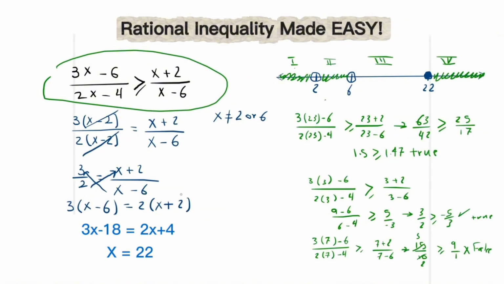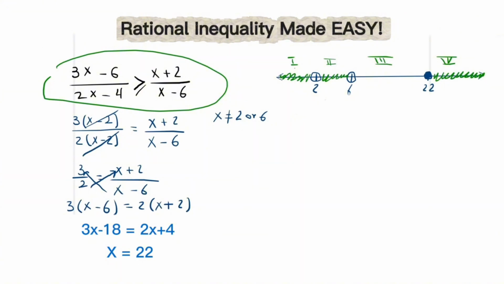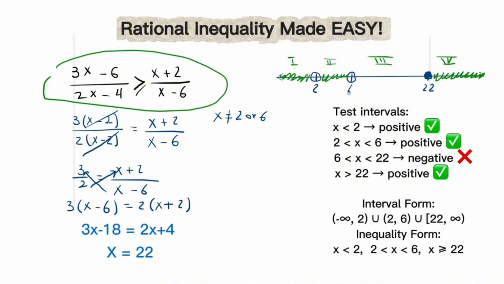And now, from looking at this, you could write your final solution. So we'll just erase all of this and write our final solution. Now, if you look at this, basically, that's what we get. So our testing intervals, when x is less than 2, we have a positive. When x is between 2 and 6, we have a positive. When x is between 6 and 22, it's negative, so we don't shade there. And when x is greater than 22, it is positive, so we shade there.